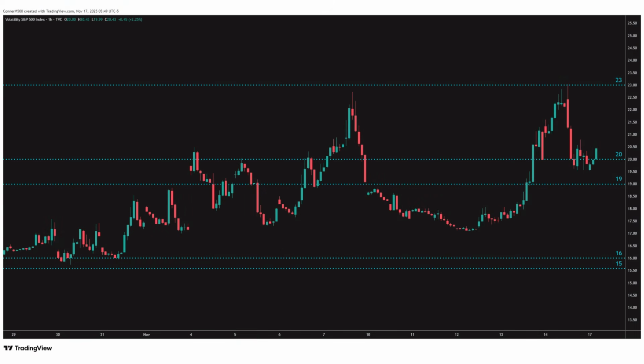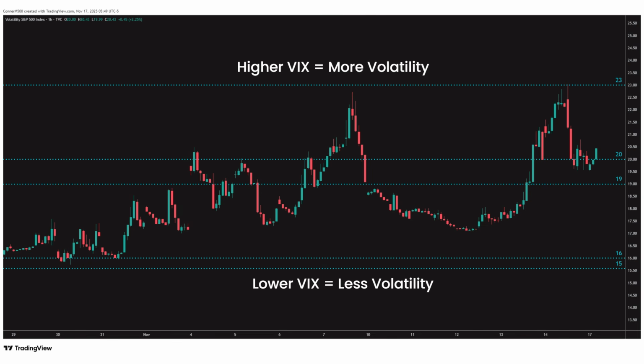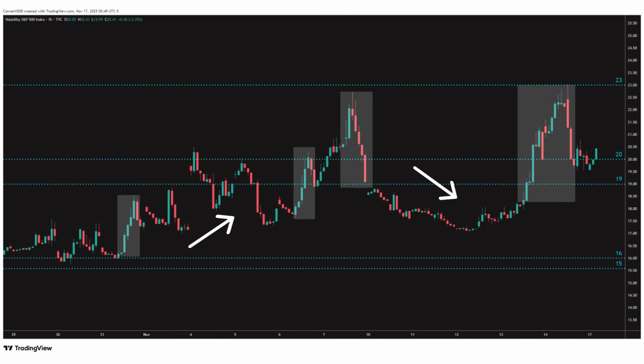The volatility index, or VIX, measures expected market volatility. When the VIX is higher, it signals greater expected volatility. Conversely, a lower value signals more stable conditions. From an intraday perspective, trend and rate of change matter more. The greater the change, the more impact it has on the S&P 500.